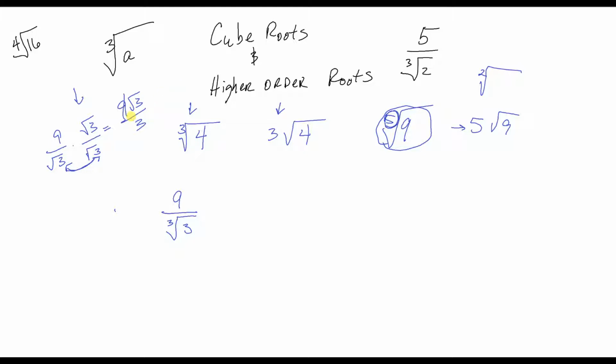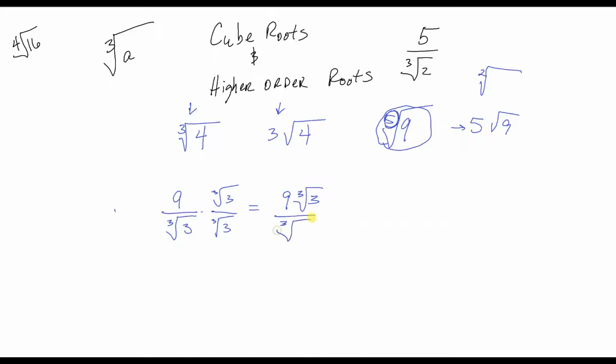But it doesn't quite work like that with the cube roots because, well, check this out. If I multiply this right here by the cube root of just 3, then I end up with 9 cube root 3 divided by the cube root of 9. 9's not a perfect cube. That doesn't really help.